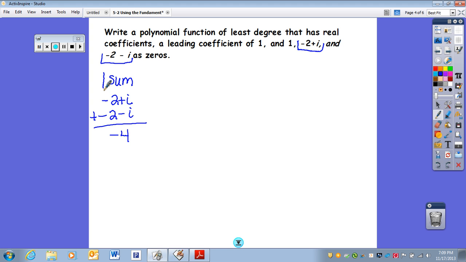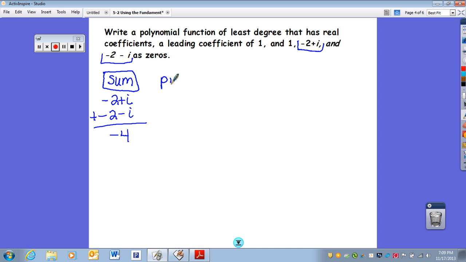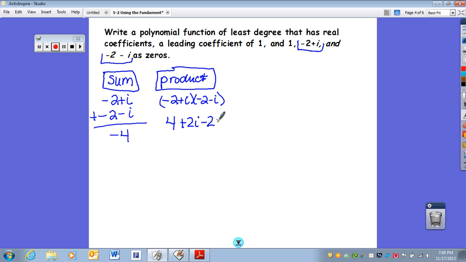And then I want to find my product. So when I find my product of those two and multiply them together, I have -2 plus i, and I have -2 minus i. So -2 times -2 is 4. And then we have -2 times -i would be positive 2i. And then i times -2 will be minus 2i. And then i times -i will be -i squared. Some of you already knew that this middle term would have a sum of 0.